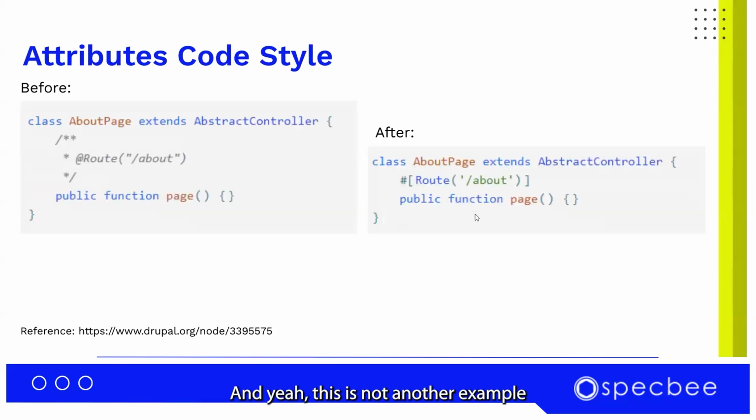And this is another example of using annotation versus attribute, but this is not at the level of a class. It is at the level of a function. This is not used very much in Drupal because as of now, only block is supported for these attributes. But here is an example of how a route can be used for a function. Instead, we need to use the hash and the opening bracket, and after that, we need to use the Route attribute.